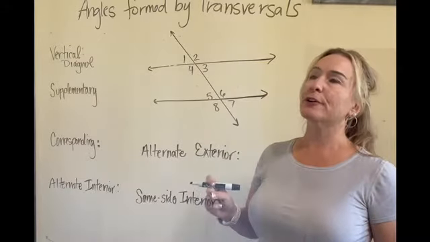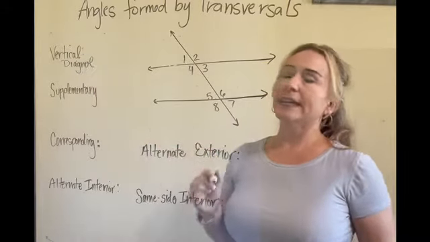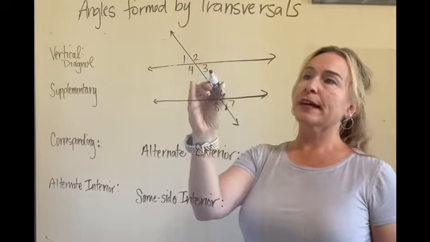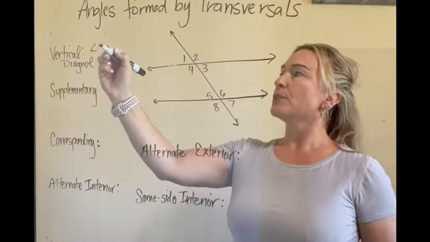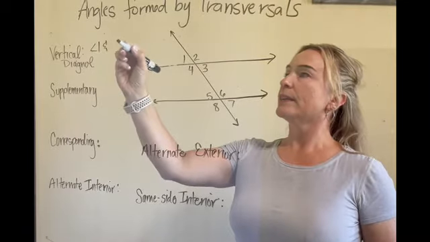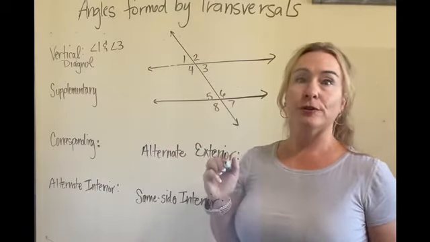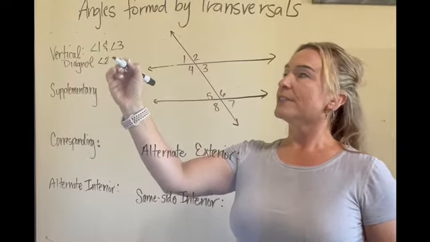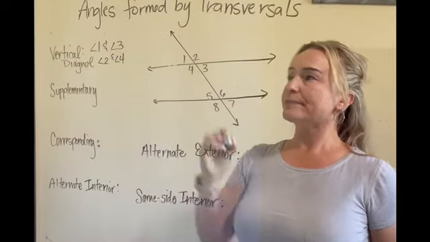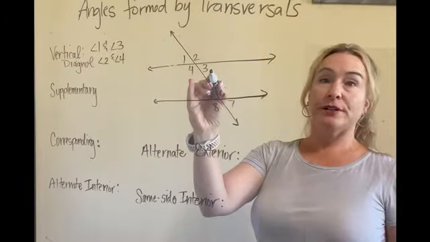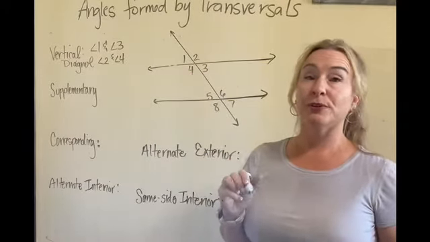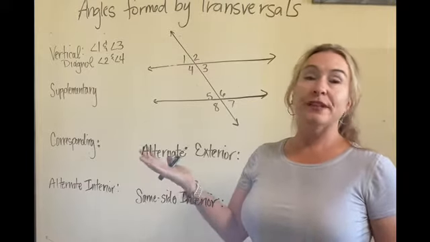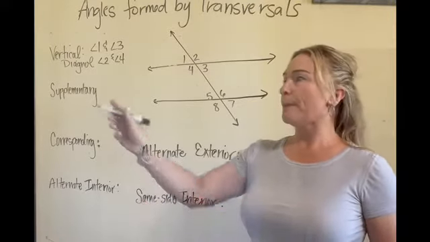Let's jump right into vertical. Vertical and diagonal go hand in hand. So if I were to look at angle 1, its vertical angle is angle 3. So we would recognize that angle 1 and angle 3 are considered vertical angles. 2 and 4 are also considered vertical angles. 1 and 3 are both acute. 2 and 4 are both obtuse. That's another thing that you want to just make sure, that they both have the same value of their angle.